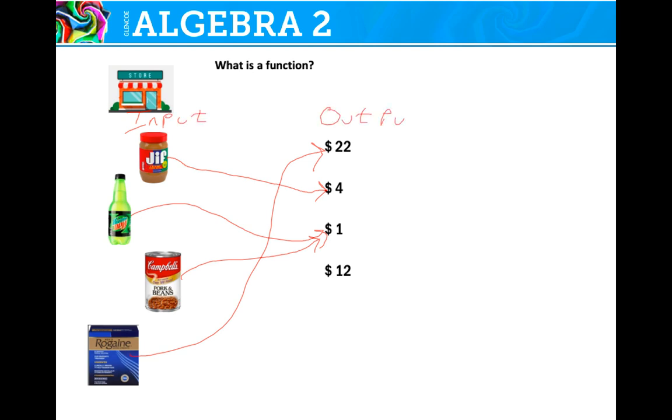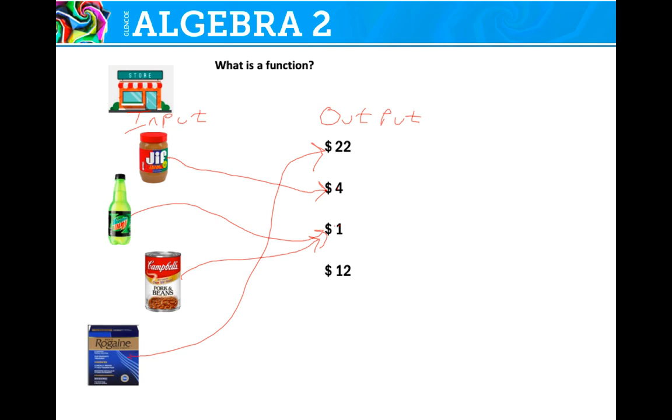Basically it comes down to that if you're going to go to the store, say you bought this peanut butter, there's only going to be one price for the peanut butter. There's only going to be one price for this particular Mountain Dew. There's only one price for the pork and beans, and there's only one price for the Rogaine. What makes it a function is that you can't buy the same item for two different prices in the same store, obviously.